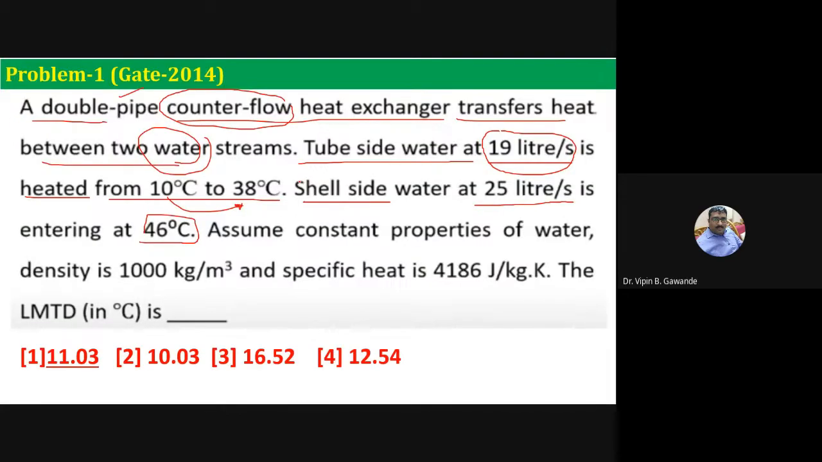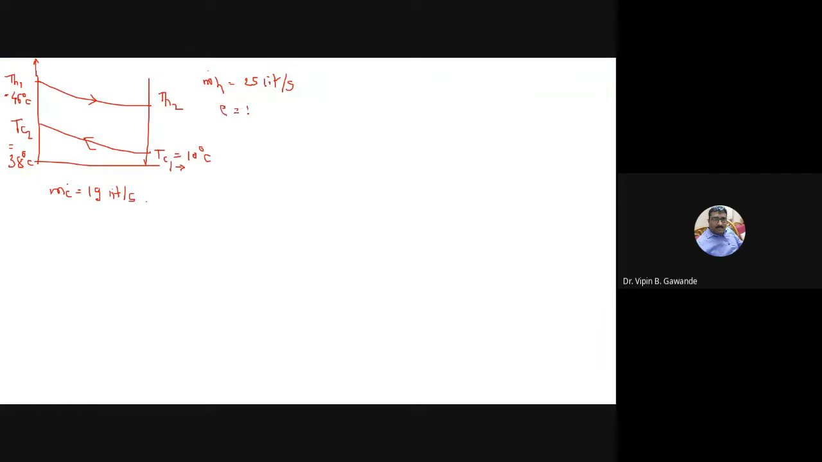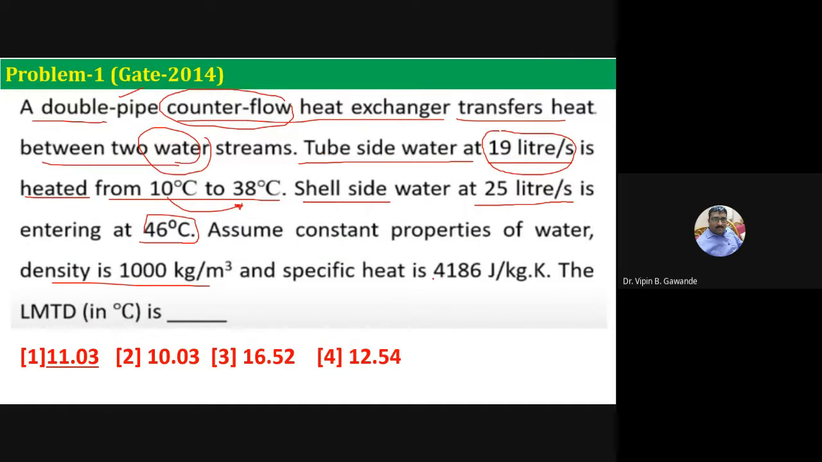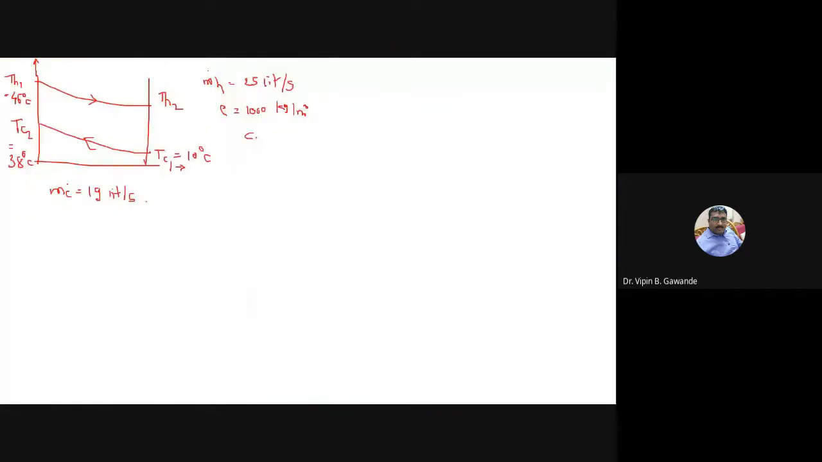Then the flow rate is given. Assume constant properties of the water. Density is given, 1000 kg per meter cube, which is mass per volume. And specific heat is given as 4186 joule per kg Kelvin. Specific heat for water is given. Now the unit is very important: joule per kg Kelvin.